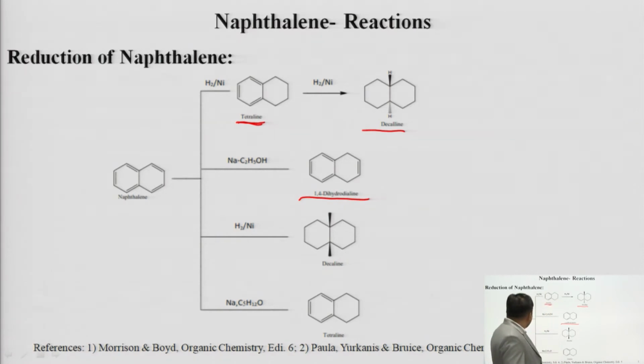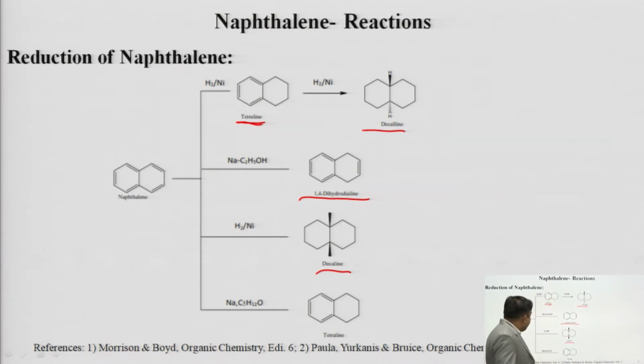Again, here we are using nickel, but at that time the temperature is low. So, we are getting tetraline. When we continue the reaction for a long time we are getting decaline, but at this time if the temperature is very high, we are directly getting decaline as a complete reduced product from the naphthalene.